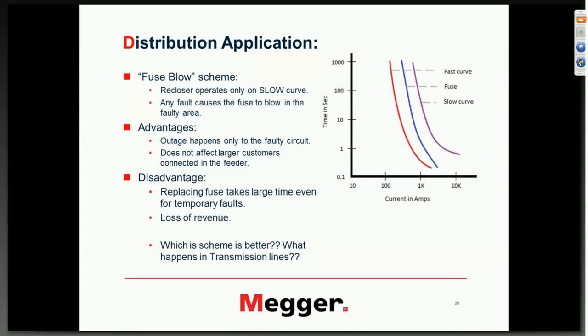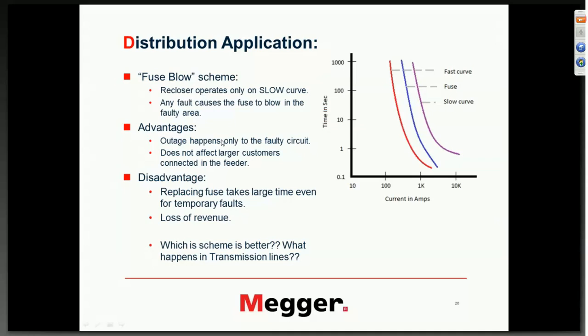The fuse blow scheme is quite the opposite of what we saw. The recloser is going to operate on the slow curve, and you have this fuse protecting your recloser as well. So your fuse will blow even before the auto recloser comes into the picture. Any fault, it doesn't matter, any fault causes the fuse to blow in the faulty area.